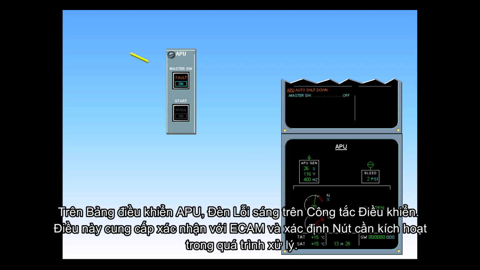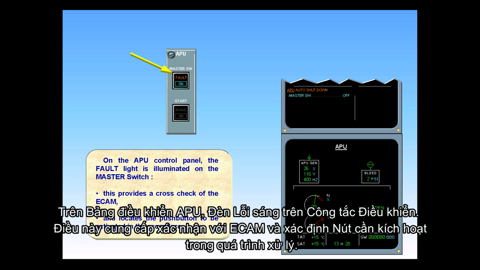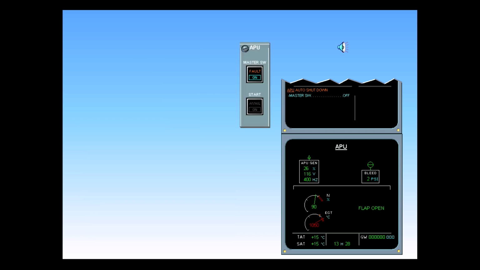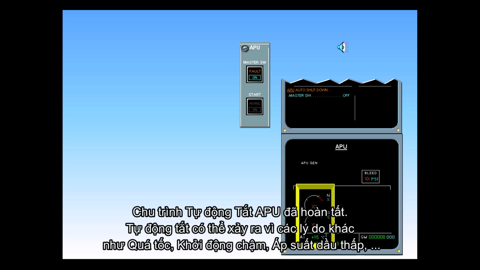On the APU control panel, the fault light is illuminated on the master switch. This provides a cross-check of the ECAM and locates the push button to be activated in the procedure. The APU has completed its automatic shutdown. An automatic shutdown can also occur for other reasons, for example, overspeed, slow start, low oil pressure, etc.